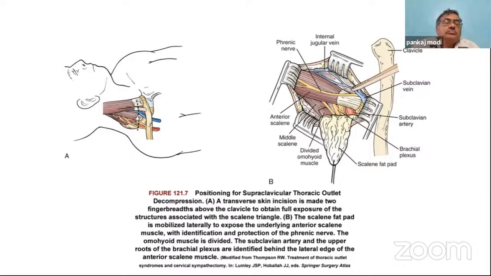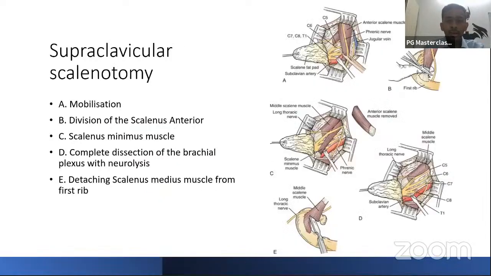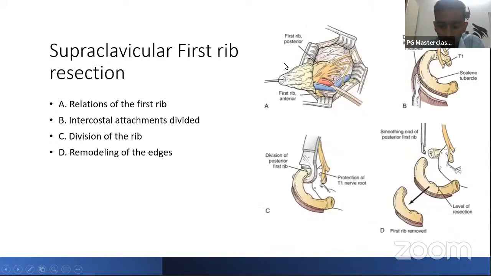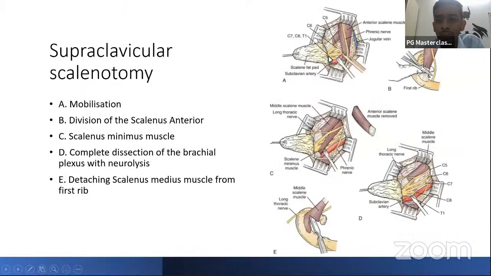Okay. So going to the next step. Continuing from the previous slide, once we have identified our structures, the important step is to mobilize. As we can see in this diagram, this is the scalenus anterior muscle with the phrenic nerve on top of it. This is the jugular vein and the vagus nerve, in the yellow marking here. The vagus nerve lies anterior to the subclavian artery at its origin and gives the recurrent laryngeal nerve on the right side, which loops around and extends posterior to the subclavian artery.